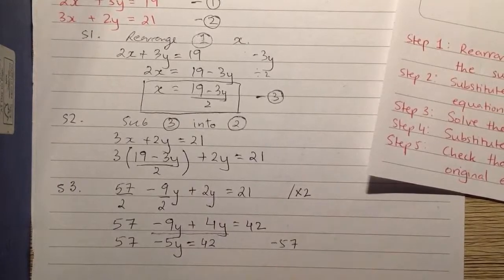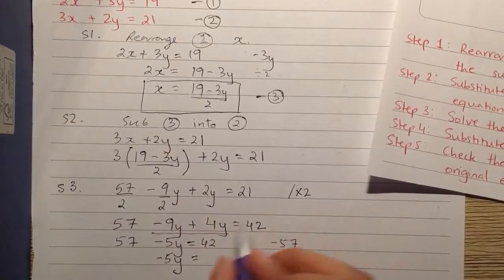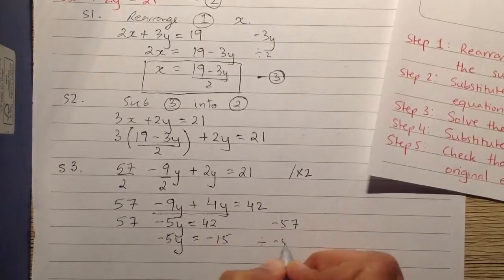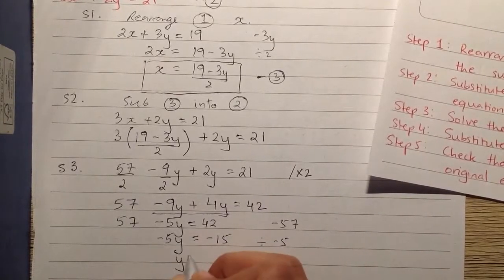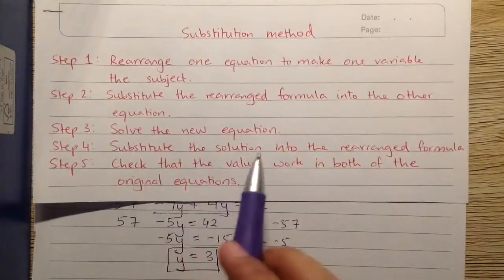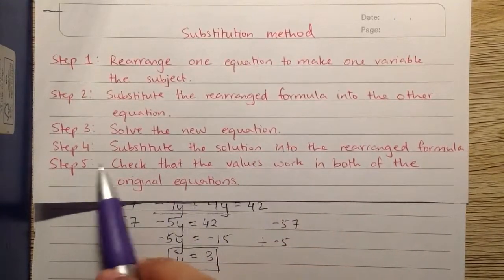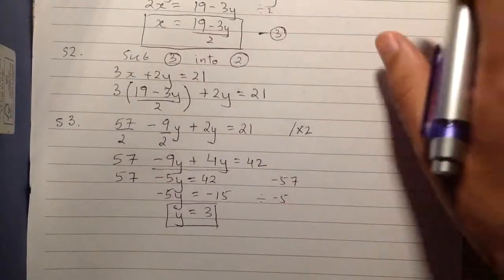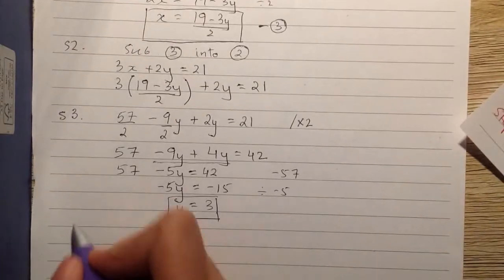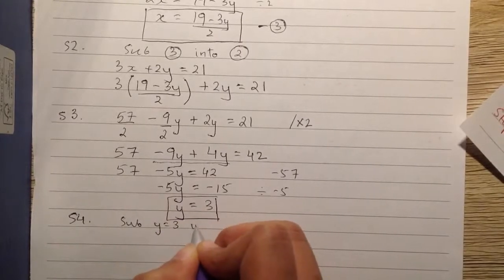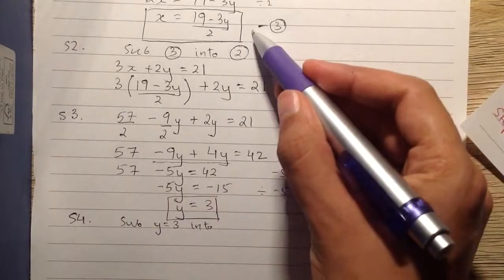Minus 57 from both sides, so minus 5y equals 42 minus 57, which is negative 15, and divide by negative 5 on both sides, and we are left with y equals 3. Alright, so we have solved the new equation, and so now the next step, step 4, is substitute the solution into the rearranged formula. So step 4 is sub y equals 3 into equation 3, our rearranged formula.